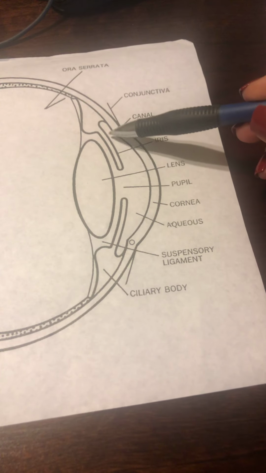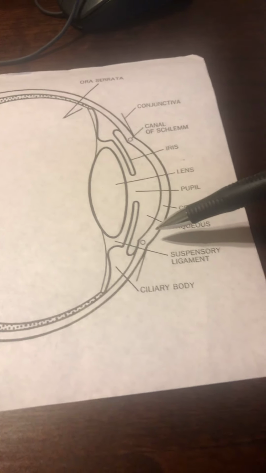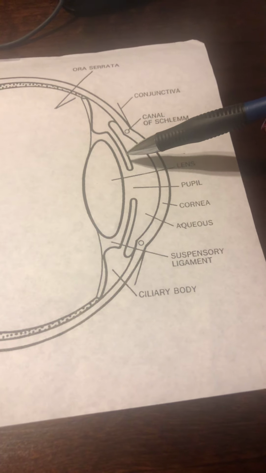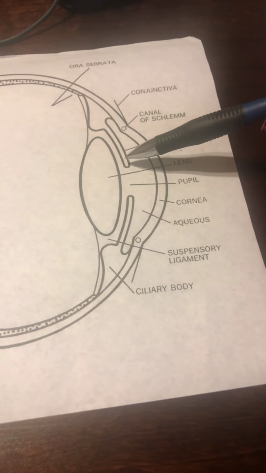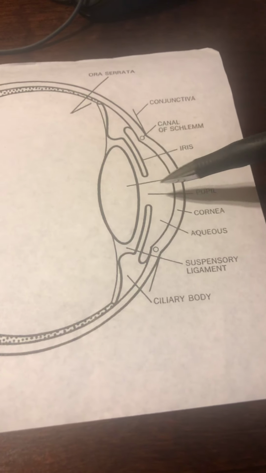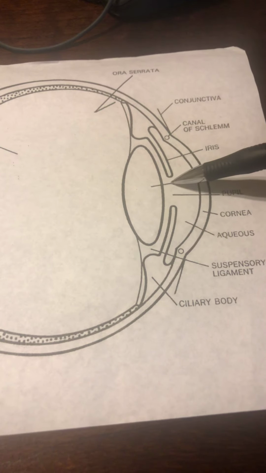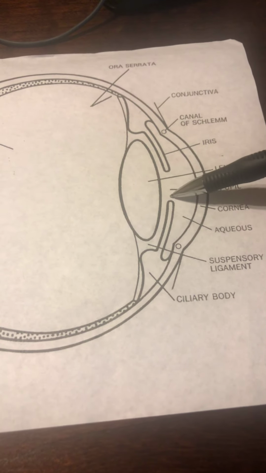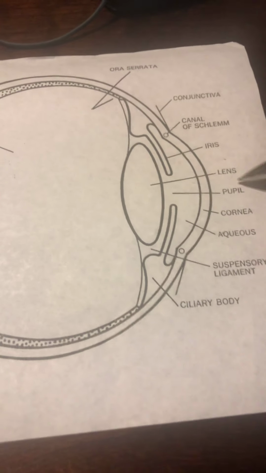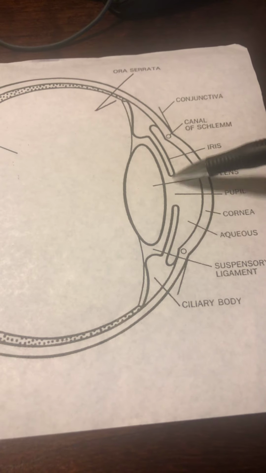Next is the iris, and the iris is what actually contains the pigment and tissue of the eye, which gives the eye its color. And the iris controls the amount of light that enters the eye by controlling the size of the pupil here. So here is the pupil. And the pupil is basically just a black hole where light enters. And again, it is controlled by the iris here.